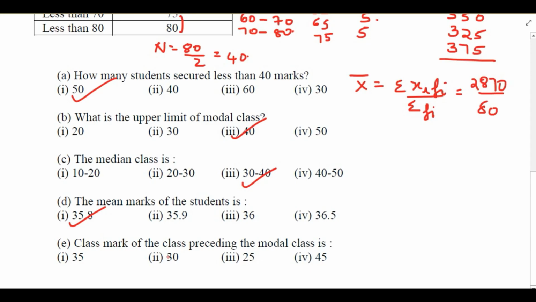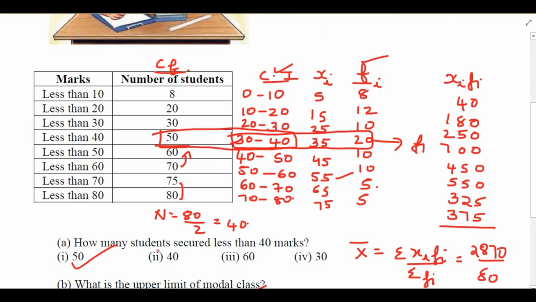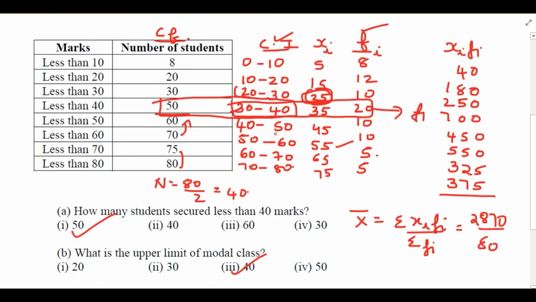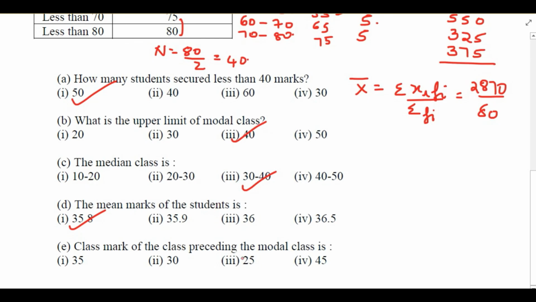Now class mark of the class preceding the modal class. Modal class is 30 to 40. We need to find class mark of the class preceding the modal class. The class which is preceding the modal class is 20 to 30. We need to find the class mark of that. So 20 plus 30 divided by 2 is 25. Class mark of the class preceding modal class is 25. So the answer is 25.